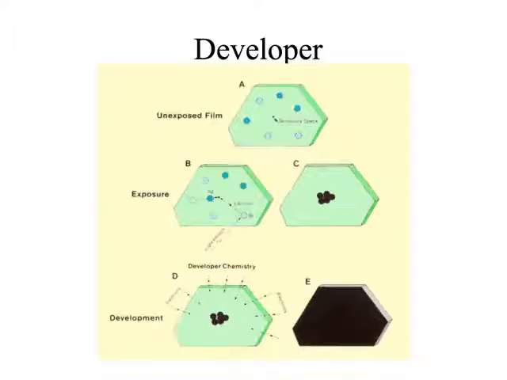So here we see how the developer is working. We have an unexposed film, then an exposed film. Everything moves to that sensitivity center, right? And then in the development process, the developer chemicals work down into that, remove the silver, and all that we're left with is this black spot, right? So it's going to show up as a density on our film.